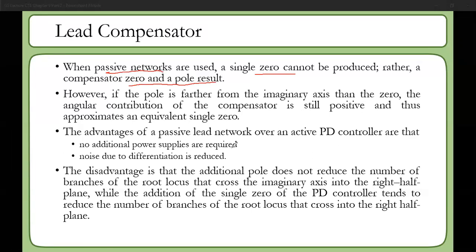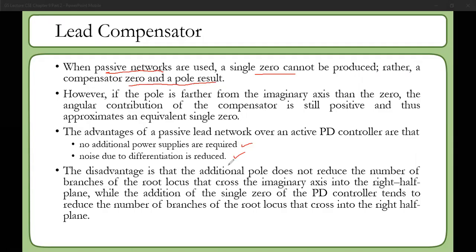Okay, so it has two advantages. The first advantage is, since we are implementing with the passive network, it doesn't need any additional power supply. Also, the differentiation process introduces some noise, but since it is not a pure differentiation process, the noise will also be reduced by some margin. And the disadvantage is that an additional pole will be there.